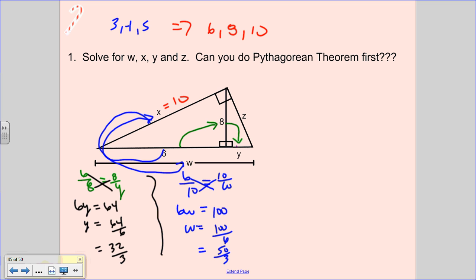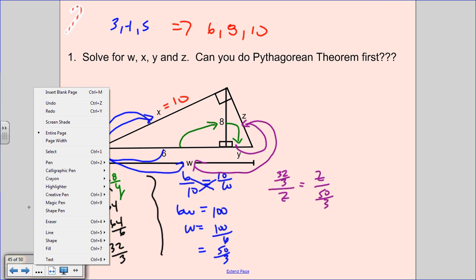So part around the corner is to part. So y to z, where we said y was 32 over 3, is to z, is equal to, back around, z over w, which is 50 over 3. This is nasty, but we can do it.